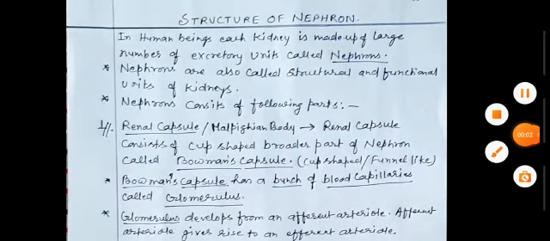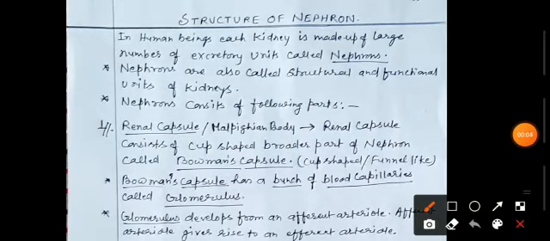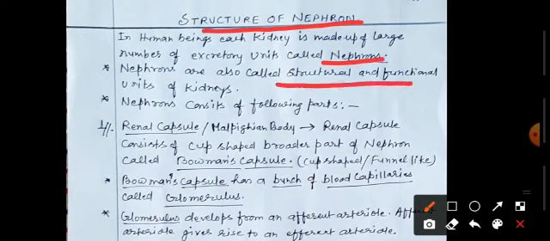Class 10th students, it is the next video from the chapter Life Process. Topic is structure of nephron. In human beings, each kidney is made up of large number of excretory units, which are the nephrons. Nephrons are also known as the structural and functional units of kidney.